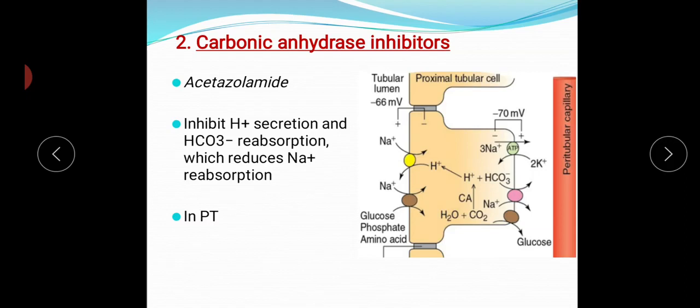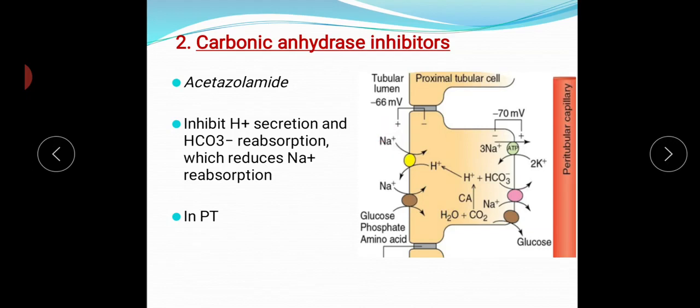This pump will not work, this channel will not work, because this protein will work only when one sodium and, on the opposite side, one hydrogen ion will bind. But here, as there is no H plus production because of these enzyme inhibitors, sodium is not going to be reabsorbed by this mechanism. So this will prevent the sodium reabsorption from this part of the renal tubules.